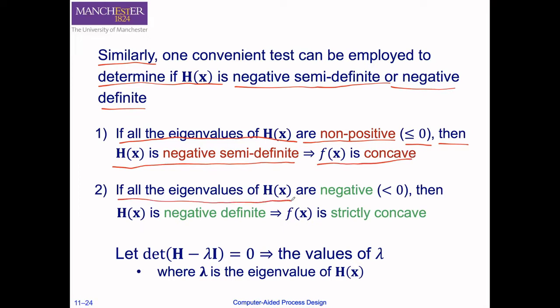If all the eigenvalues of the Hessian matrix are negative, that is less than 0, then the Hessian matrix is negative definite. As we mentioned previously, if the Hessian matrix is negative definite, then this function f(x) is strictly concave. The eigenvalues of the Hessian matrix can be obtained using this equation. That is, the determinant of this matrix is equal to 0.